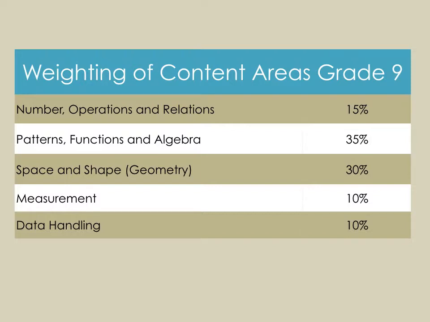In grade 9, once again, the first 3 switch around a little bit, where you've got 30% on space and shape, 35% on patterns, functions, and algebra, and only 15% on numbers, operations, and relations.